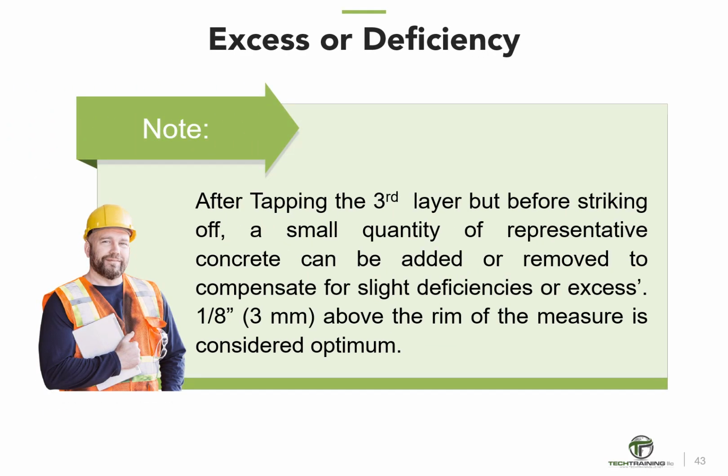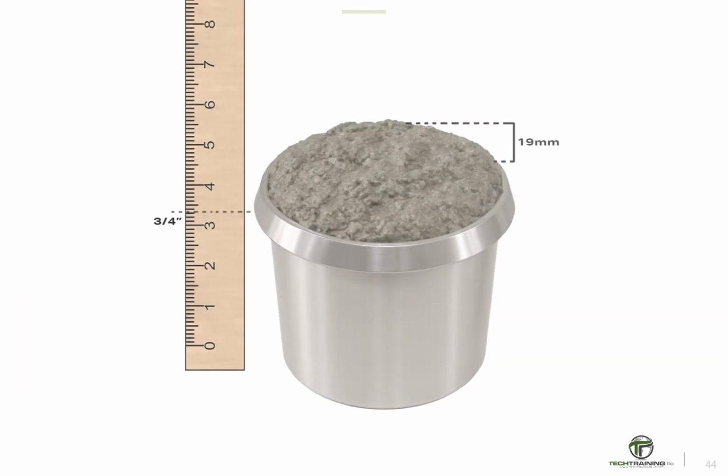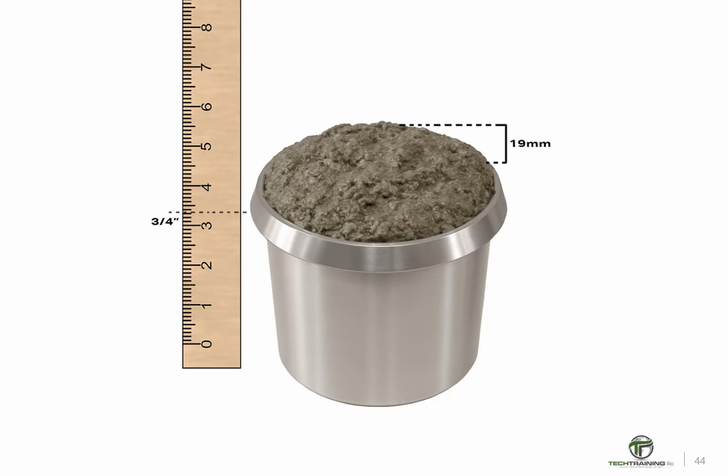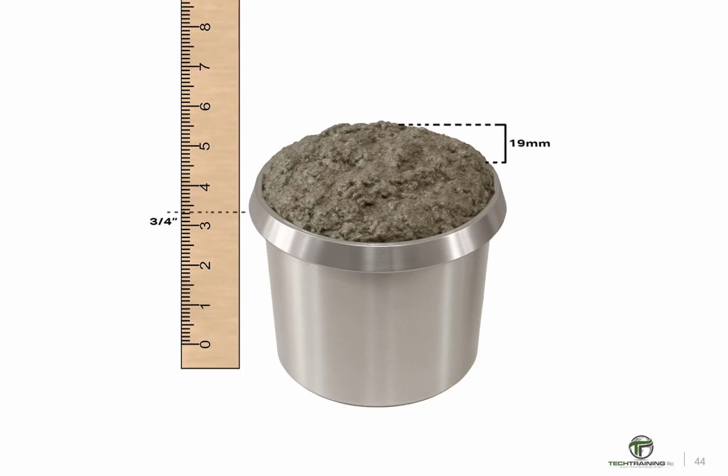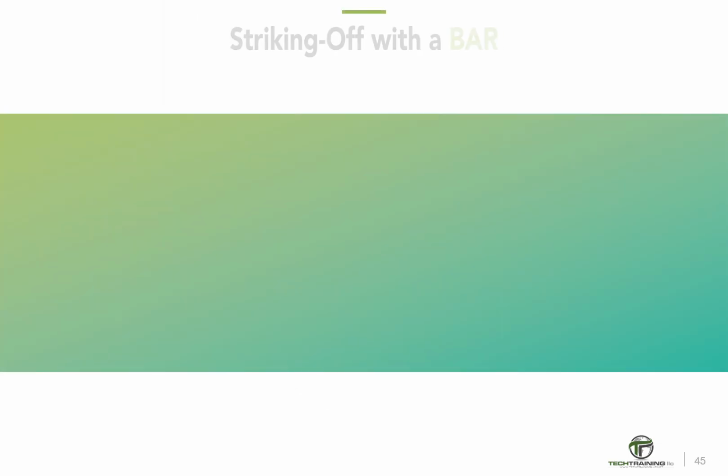After tapping the third layer, but before striking off, a small quantity of representative concrete can be added or removed to compensate for slight deficiencies or excesses. 1/8 of an inch, or 3 millimeters above the rim of the measure, is considered optimum. However, if the excess amount of concrete is greater than 3/4 of an inch, the procedure must be discarded and start anew.